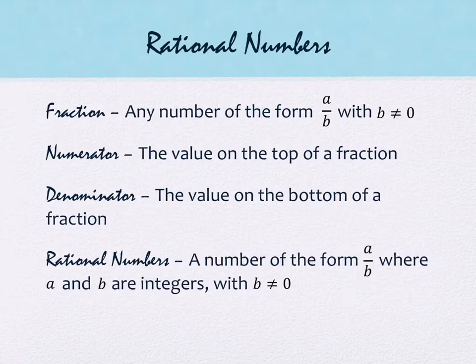The numerator is the value on the top of the fraction, so in this case a. And then the denominator is the value on the bottom of a fraction. In that case, for the one here, it would be the letter b.